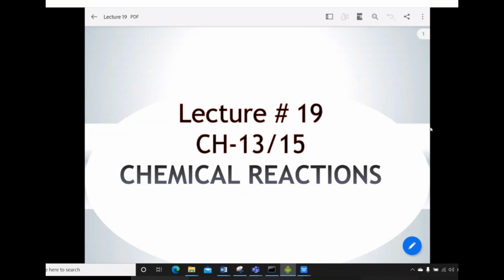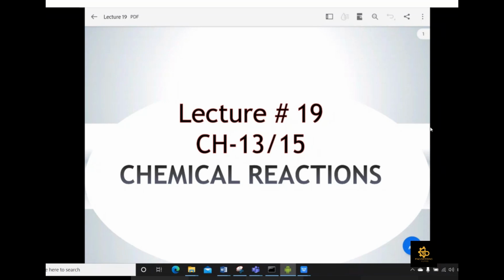When we are dealing with different gas mixtures, we will have to see how we get the state properties of this type of mixture. So some topics we will take from chapter 13, and some topics we will take from chapter number 15. Chapter number 15 is related to chemical reactions.